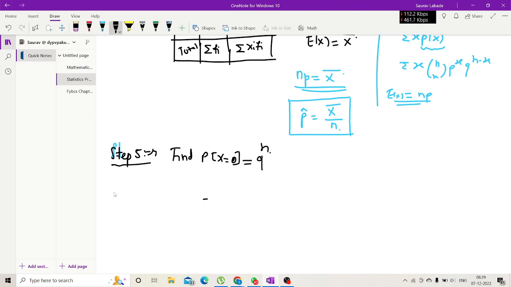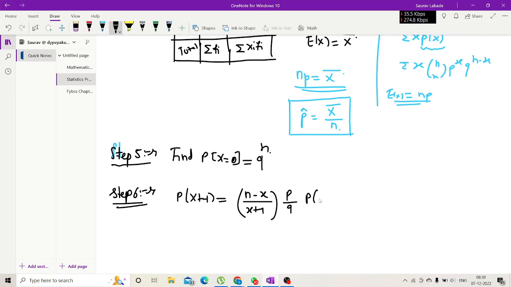Now step 6 is, you have to find the remaining probabilities by using the recurrence relation. Now recurrence relation you already know, probability of x plus 1 equals n minus x upon x plus 1 into p by q into probability of x. Suppose I know the value of probability of x equals to 0, but I have to find probability of x equals to 1. Then how can I find it? I will just substitute 0 here.